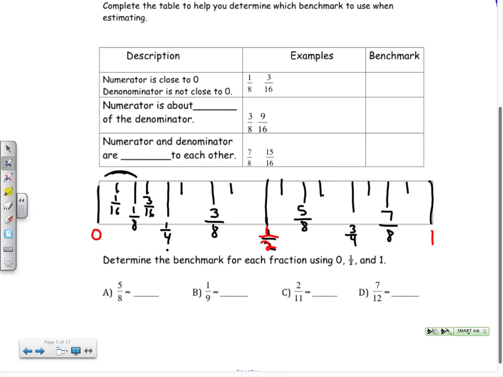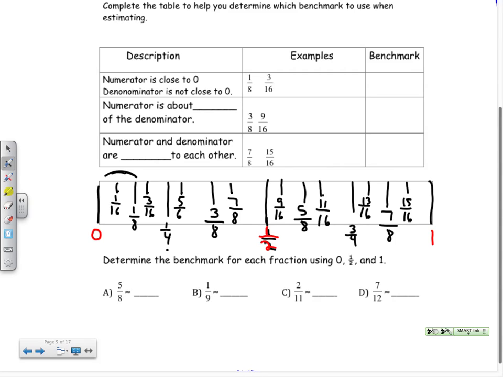3/16. 1/4 is the same as 4/16. 5/16. 3/8 is the same as 6/16. 7/16. 1/2 is the same as 8/16. 9/16. 5/8 is the same as 10/16. 11/16. 3/4 is 12/16. So we have 13/16. 7/8 is 14/16, and the last one's 15/16.